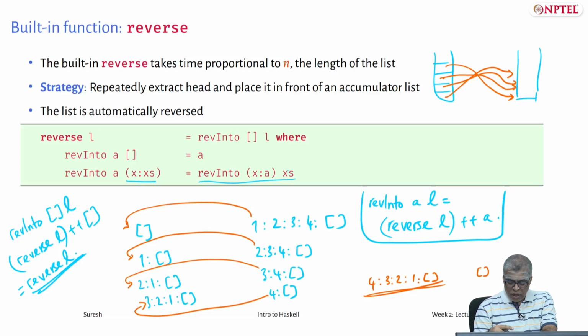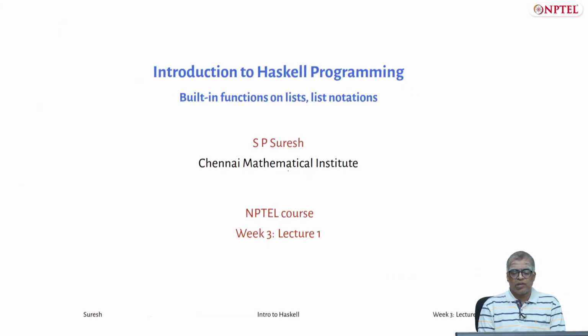Okay, so this was a quick recap of the material on lists that we covered last week. Today we will continue with more discussion on lists. Specifically we will look at built-in functions on lists, and there are a lot of built-in functions in Haskell. There is extremely rich support for lists, and there is some very convenient list notation that Haskell allows you to use. We will look at all this in this session, and in the demo session we will actually run it on GHCi. Okay, let's begin this lecture.